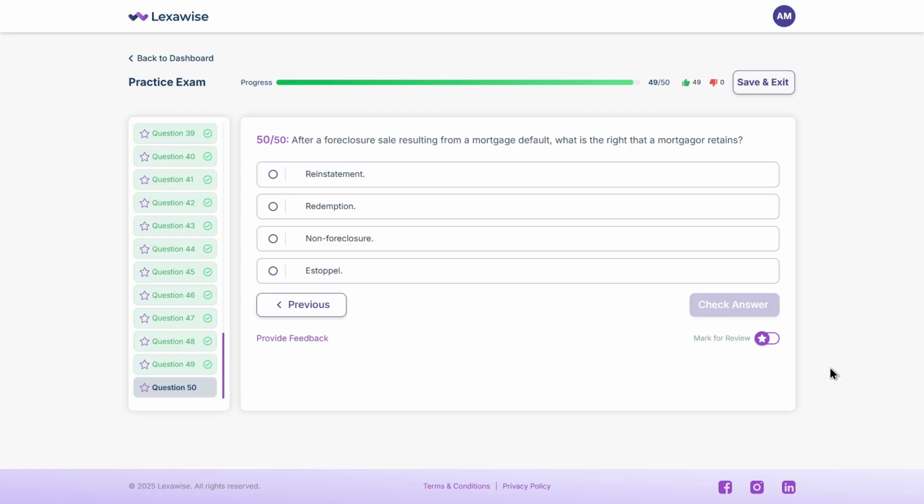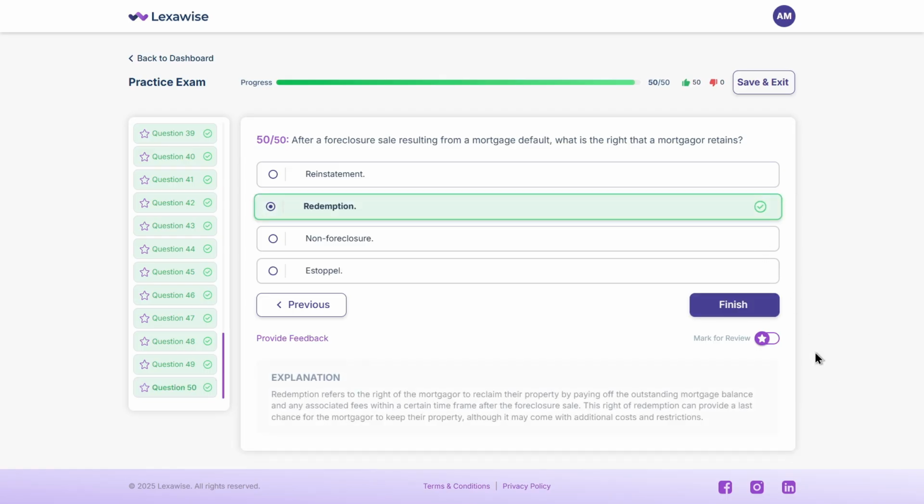If you said option B, you're right. Redemption refers to the right of the mortgagor to reclaim their property by paying off the outstanding mortgage balance and any associated fees within a certain time frame after the foreclosure sale. This right of redemption can provide a last chance for the mortgagor to keep their property, although it may come with additional costs and restrictions.